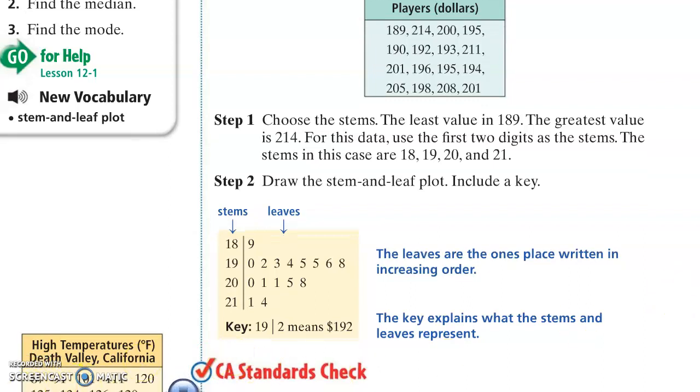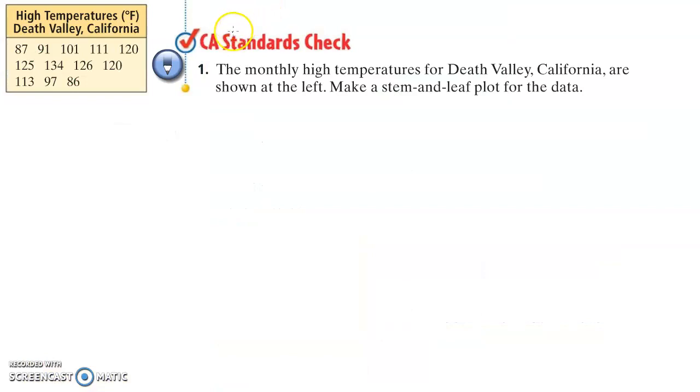Let's practice this a little bit more. All right, standards check number 1 says the monthly high temperatures for Death Valley, California are shown on the left. Make a stem and leaf plot for the data. So I'm going to go ahead and start by just drawing a line going down, and this is going to separate my stems from my leaves.